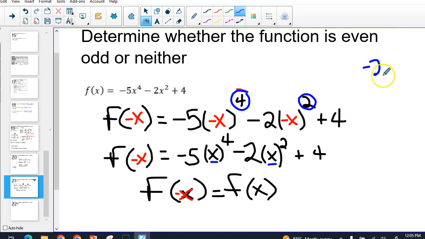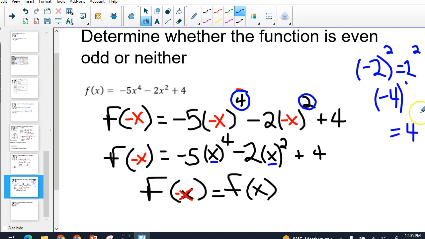Just like if we had negative 2 squared, it's the same thing as 2 squared. Or say we had negative 4 raised, why not, to the 8th power? That's the same thing as 4 to the 8th. If it's an even power, the negative is going to go away.